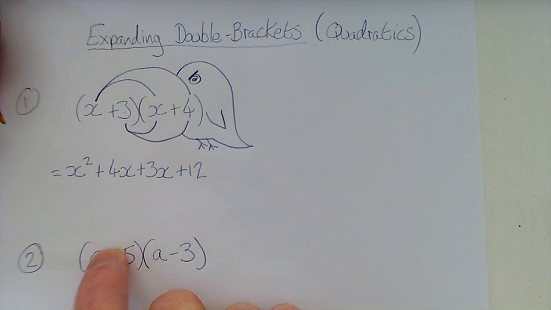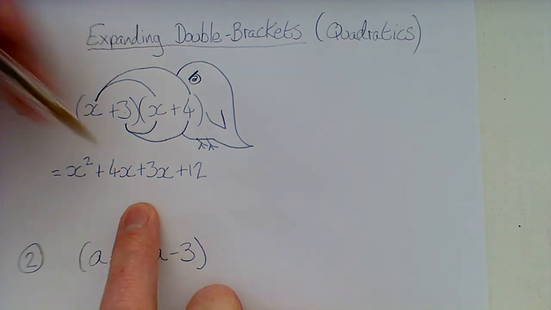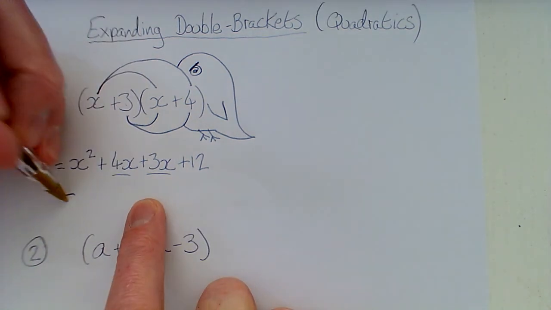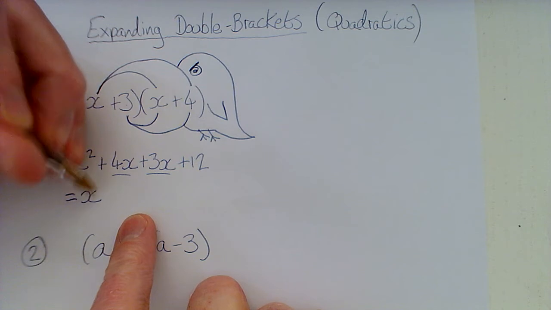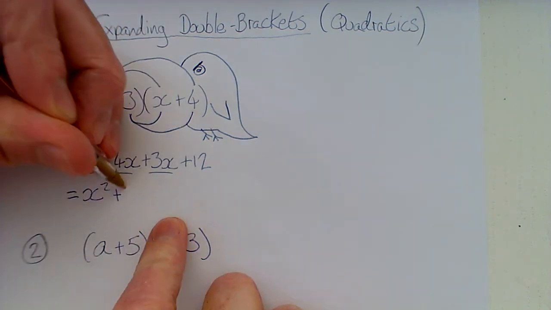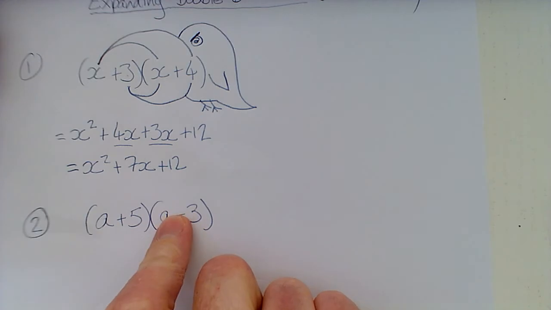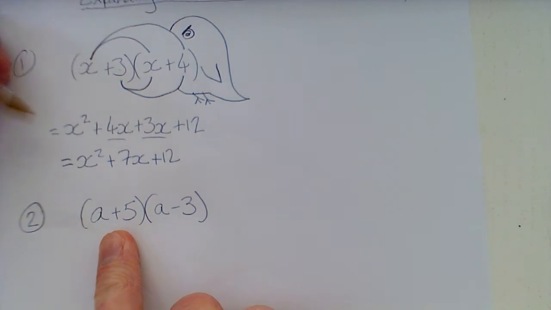There we go, wonderful. But we're not actually finished with this question because we've got two little x bits there. So we can expand and simplify by calling this x squared plus 4x plus 3x, which is 7x, plus 12. There you go, just like that. Let's try a second one.